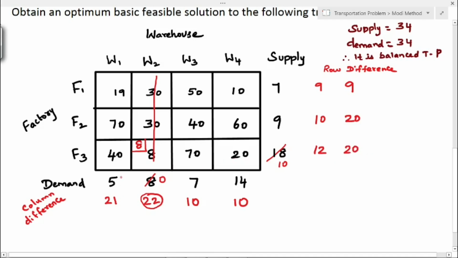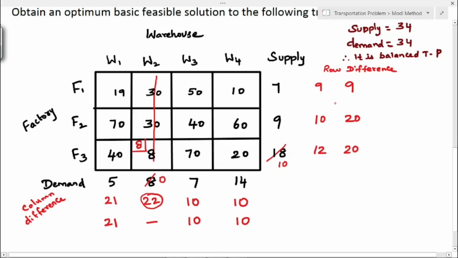Similarly, column wise, first column, so again 40 and 19. So the difference is the same, 21. In the second column, all the values got cancelled, so we don't have a difference, so that is nil. And in the third column, again 50 and 40, so the difference is 10. And in the fourth column, 20 and 10, so again the difference is 10.